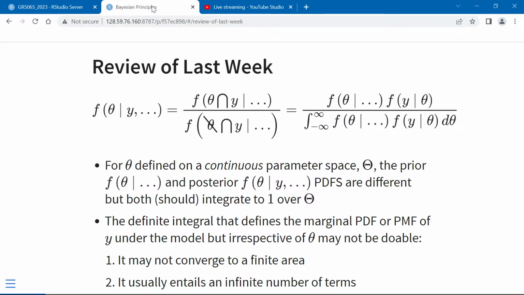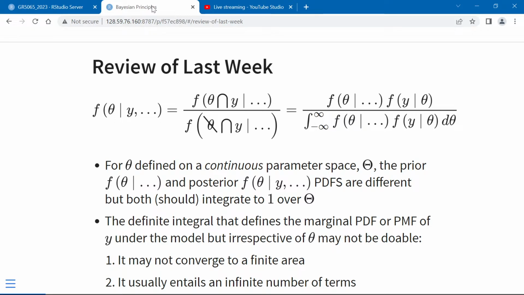So here we're accumulating area as opposed to accumulating points in the discrete case. Each of these f's are actually different things, but they're all PDFs, and they should integrate to 1 over the parameter space, whatever that may be. Parameter space usually denoted by capital theta. And so this definite integral of the denominator of Bayes' rule, it's still the PDF or the PMF for the outcomes under the model, but irrespective of the parameters.